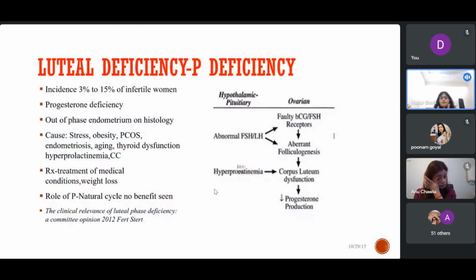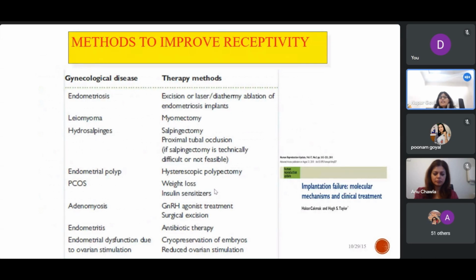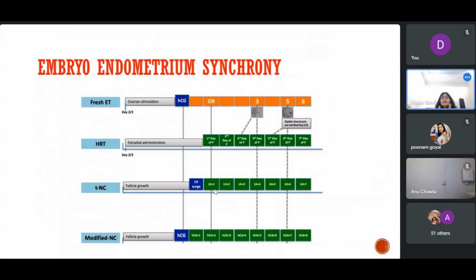In patients who are progesterone deficient, these are the ones in whom rescue protocol may be required. Patients who are obese, PCOS, endometriosis, advanced age, who have thyroid dysfunction, hyperprolactinemia. So these patients are the ones who require more progesterone in their luteal phase support. We need to treat the cause for the impaired endometrial receptivity to improve it, like endometriosis, leiomyoma, and hydrosalpinx.